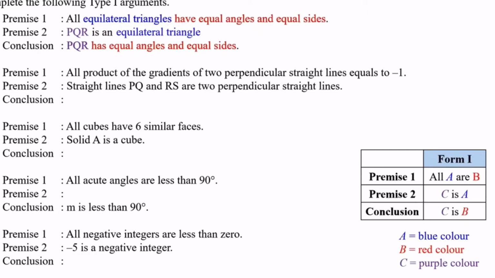Do you understand how to do? So please remember for Form 1, the pattern is all A are B, C is A, C is B.